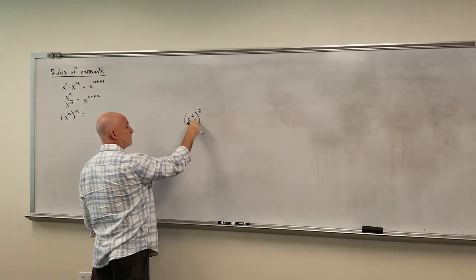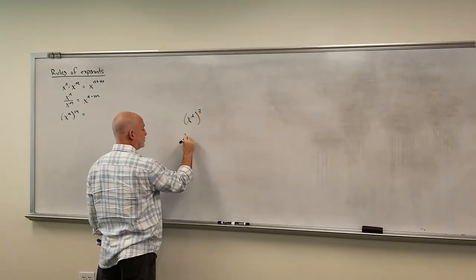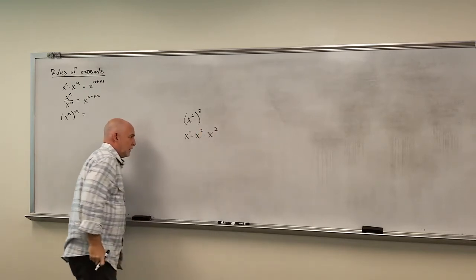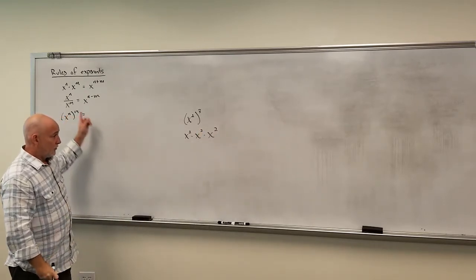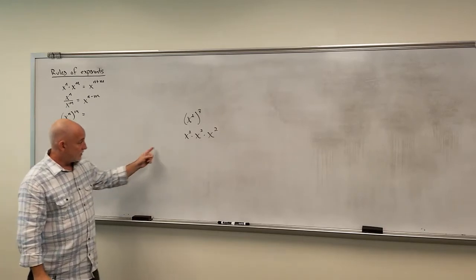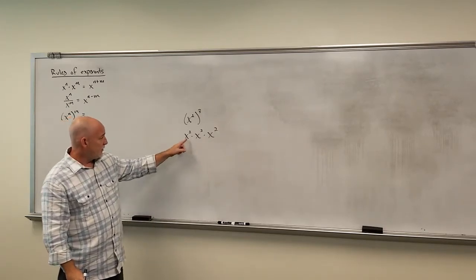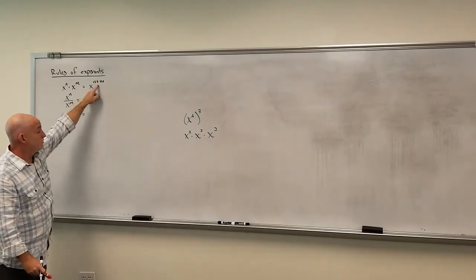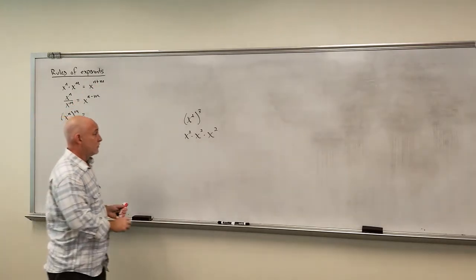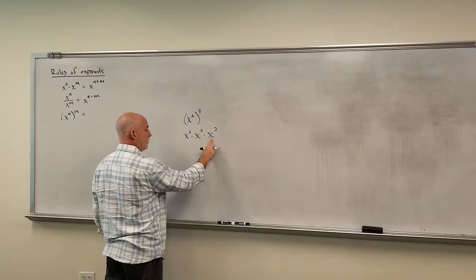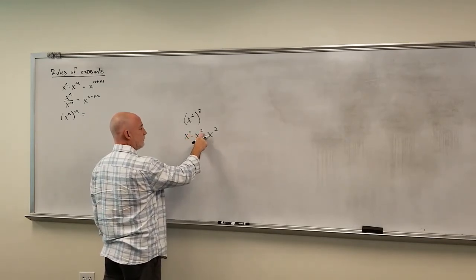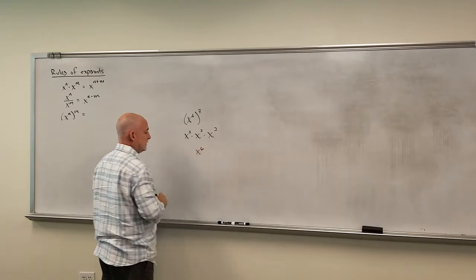Well, the cube on the x outside tells me to take x squared and multiply it by itself 3 times. Now, I'm going to use another rule that we've established so far. We could expand all that out. But if we know for multiplying we have like bases, according to our first rule, we're just going to add those exponents. This is all multiplication, they all have like bases, so we're going to add those exponents. 2 plus 2 is 4, plus 2 is 6.